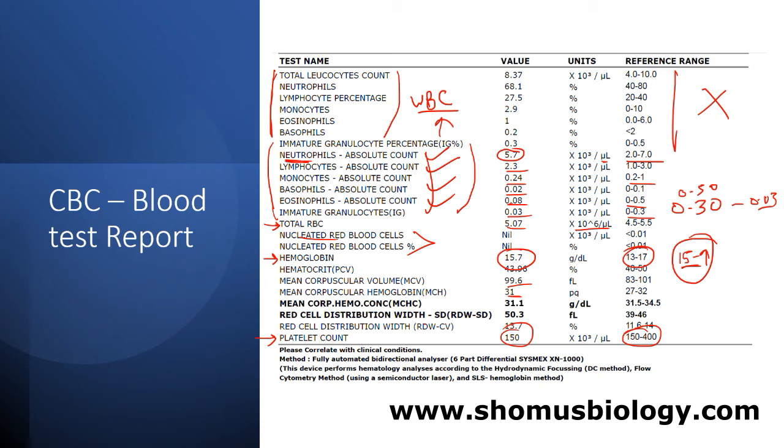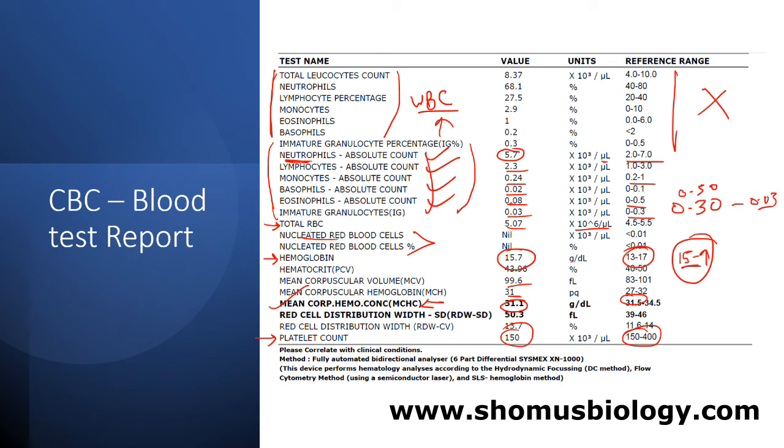Now mean corpuscular hemoglobin concentration must be 31.5 to 34.5 gram per deciliter, in my case 31.1. And you can see 31.5 and 31.1, there is hardly any difference, so I can also consider this to be normal. And red cell distribution width, normal range is 39 to 46, in my case it is 50, which is a little bit significant, about 10% above the maximum, so it's a little more.